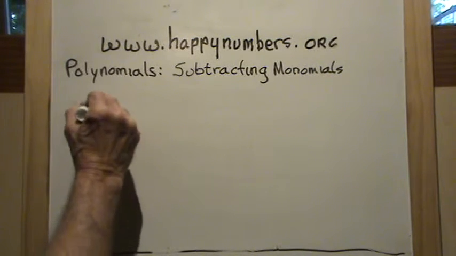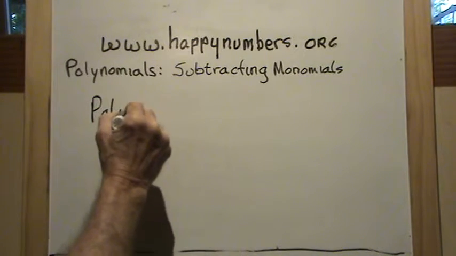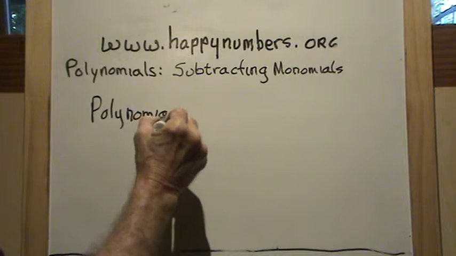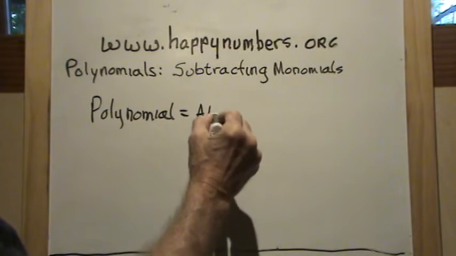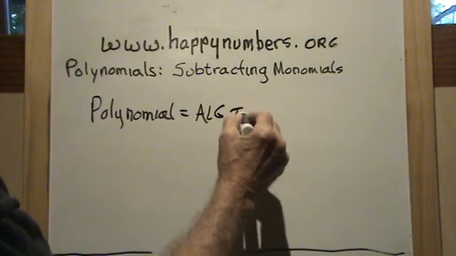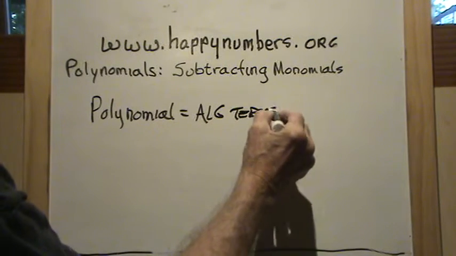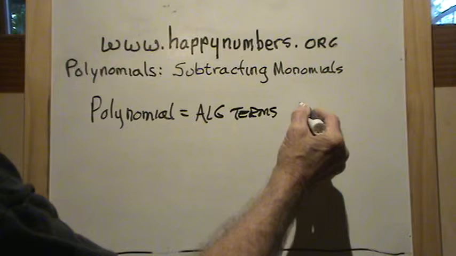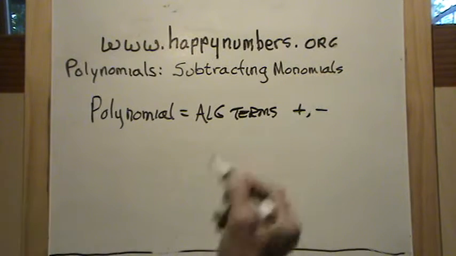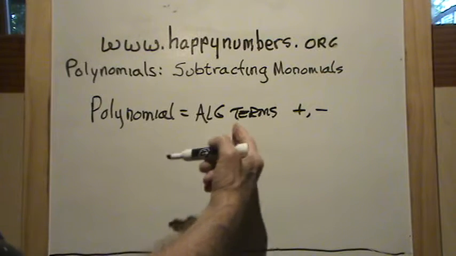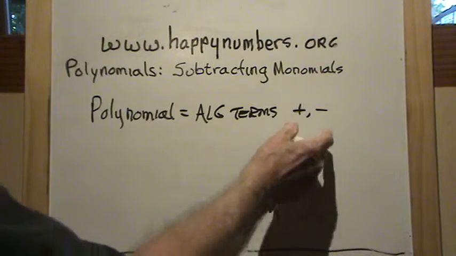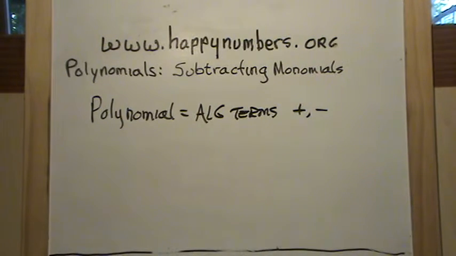A polynomial is a series of algebraic terms, usually connected by a positive or minus sign. So a polynomial is a series of algebraic terms that are connected by a positive or negative sign.